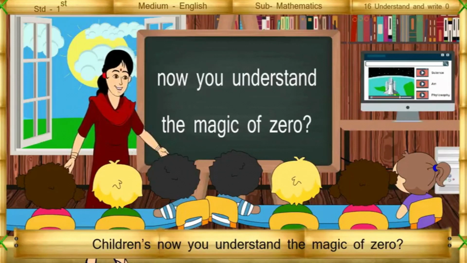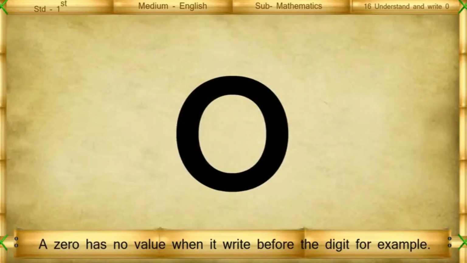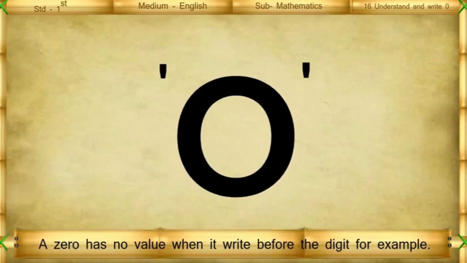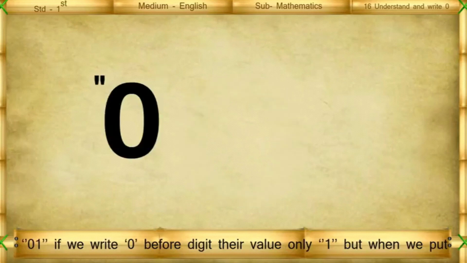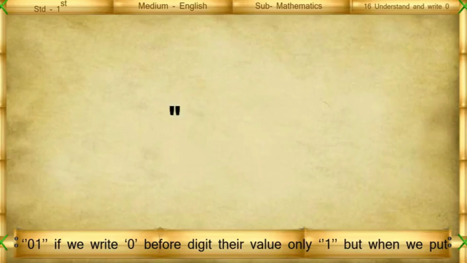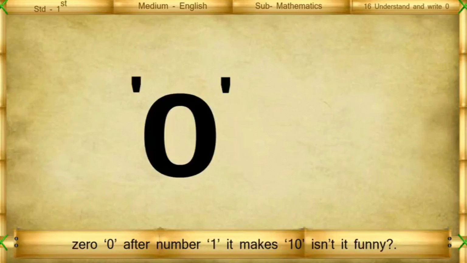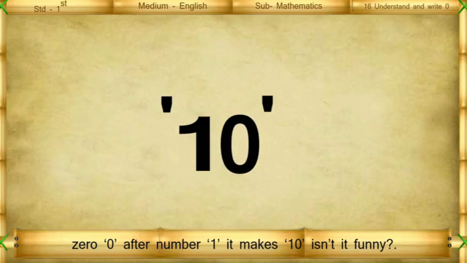Children, now do you understand the magic of 0? A 0 has no value when it is written before a digit. For example, 0, 1. If we write 0 before the digit, its value is only 1. But when we put 0 after the number 1, it makes 10. Isn't it funny?